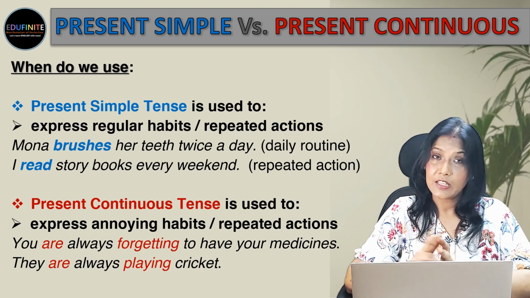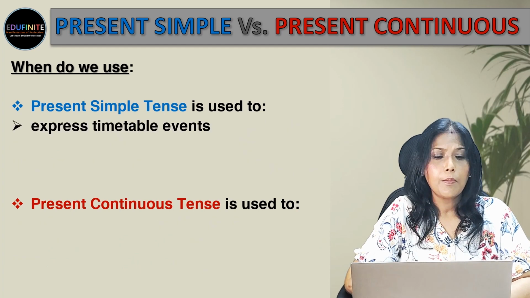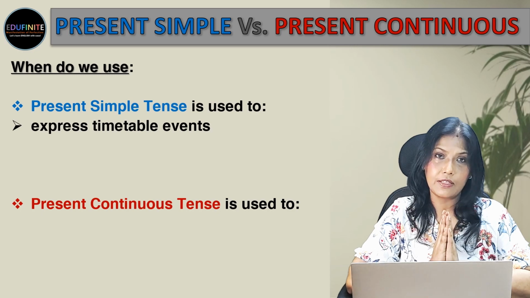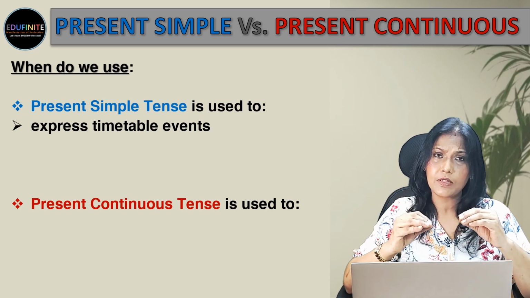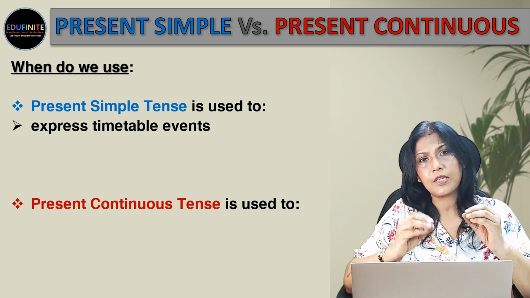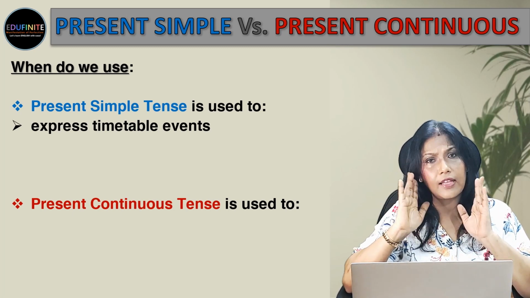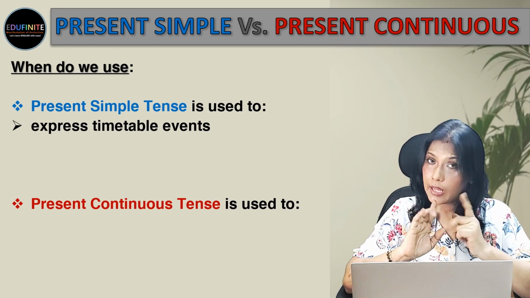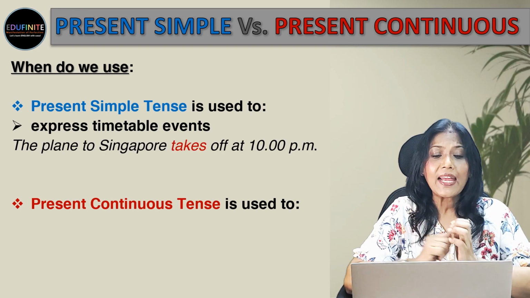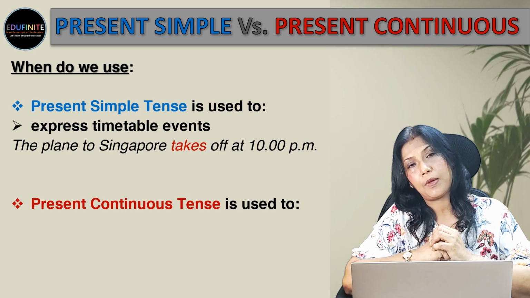So now let's move on to the next set. Present simple tense is also used to express timetable events. So something that's set in the timetable, that means it's again a repeated action. It's there in the timetable. It will be done every day at that particular time. So then also we use the present simple tense. Okay. The plane to Singapore takes off at 10 p.m.